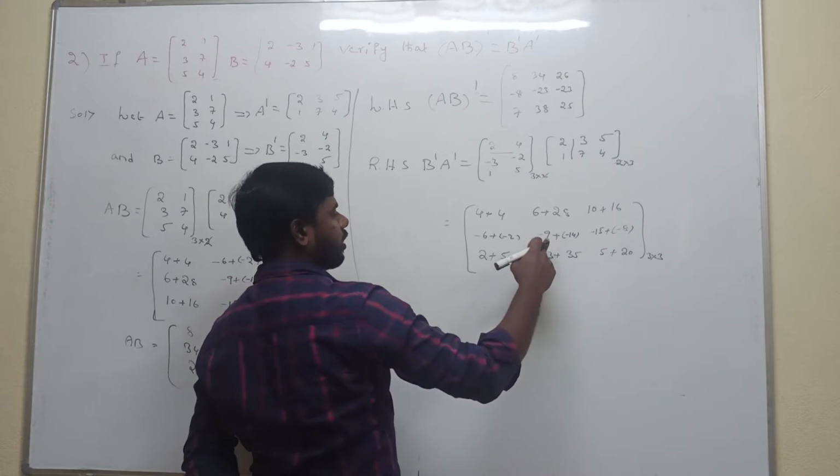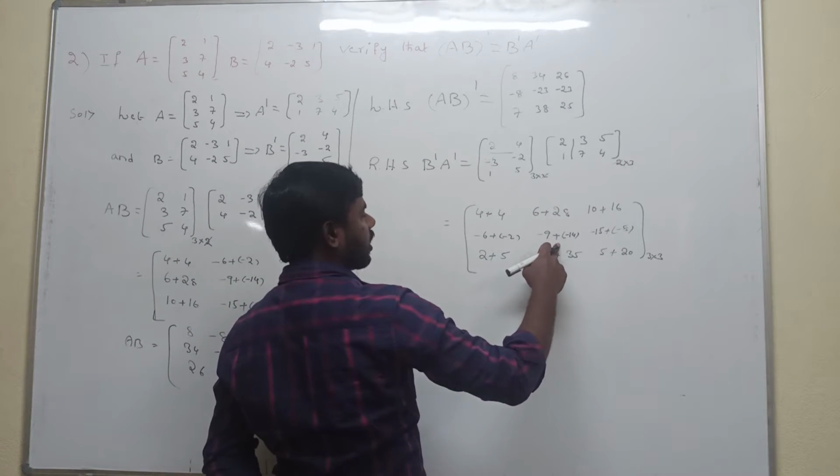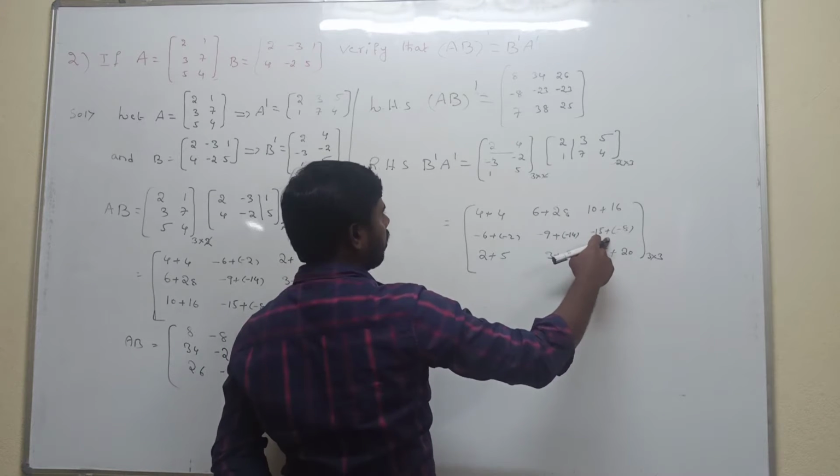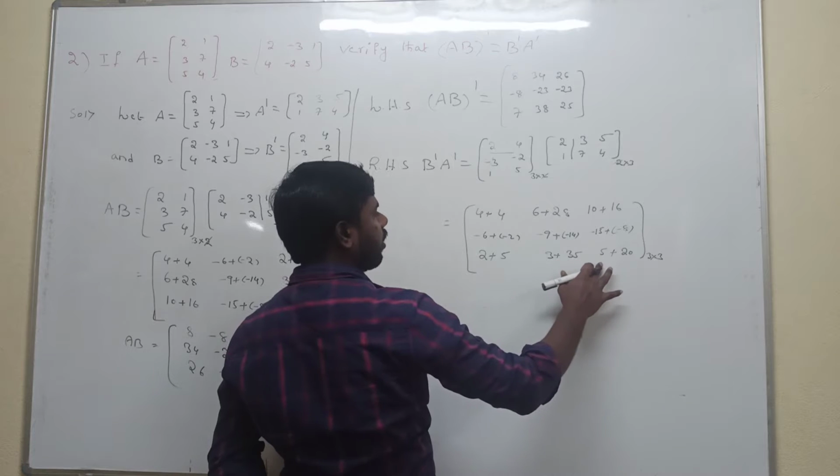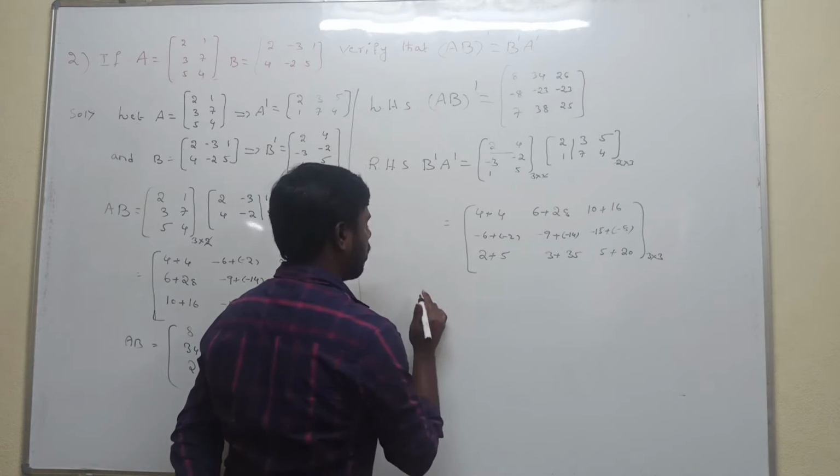Second row first column, second row second column product with second row third column. This one, third row first column, third row second column, third row first column. Now we have to simplify.